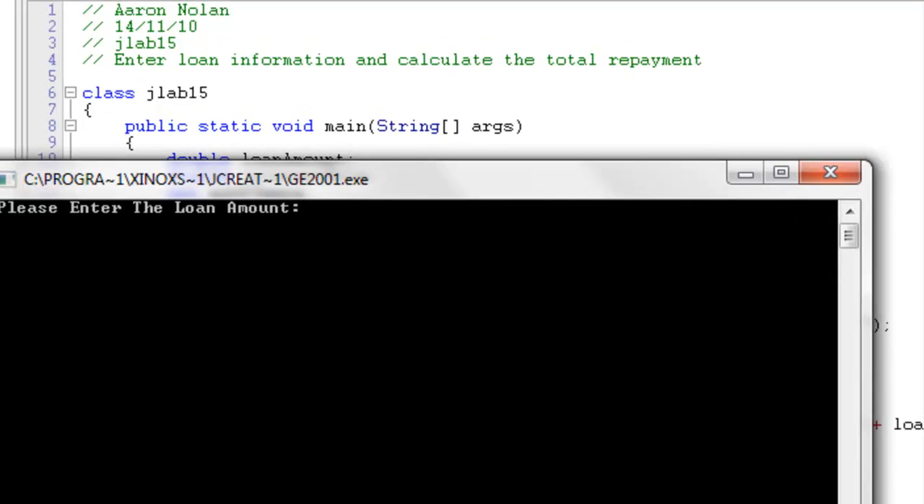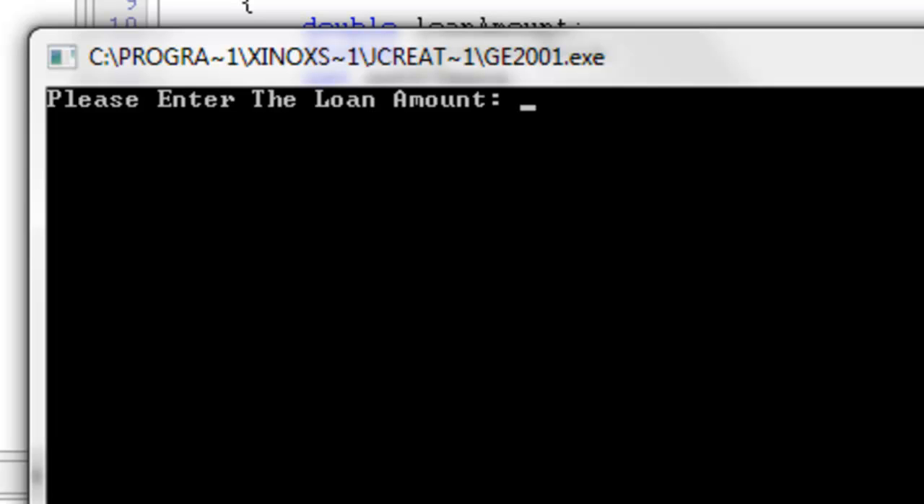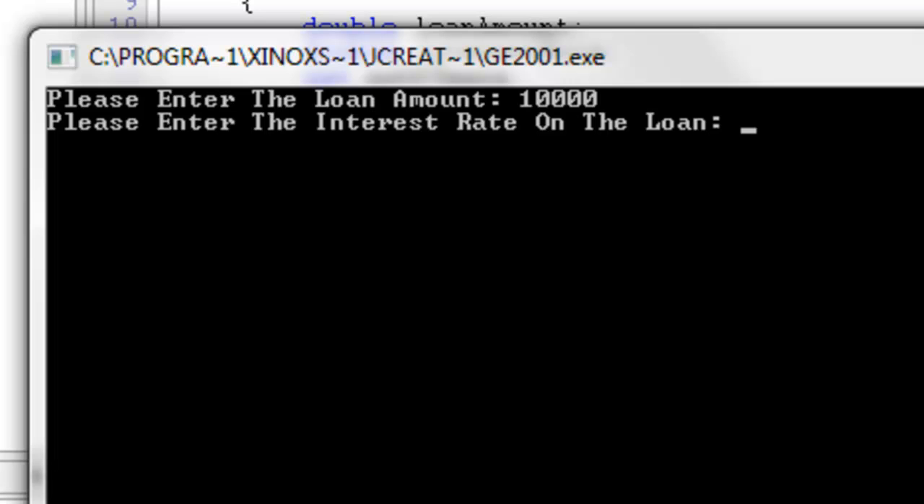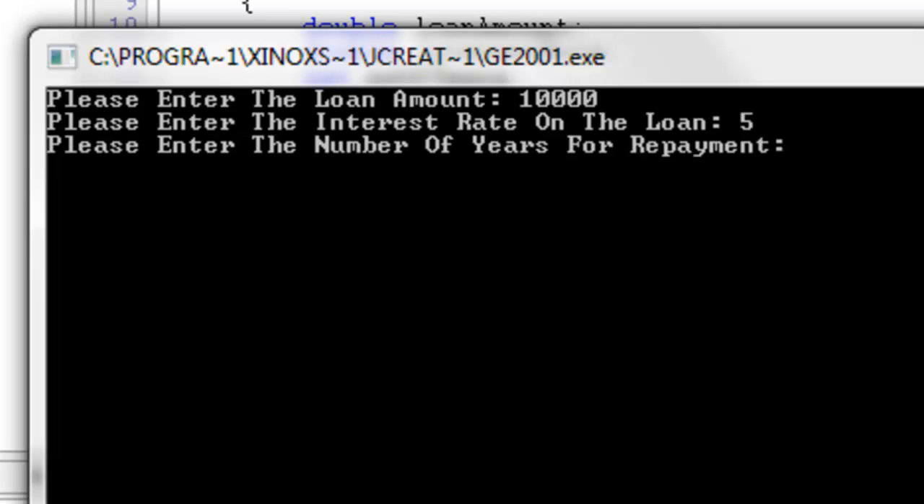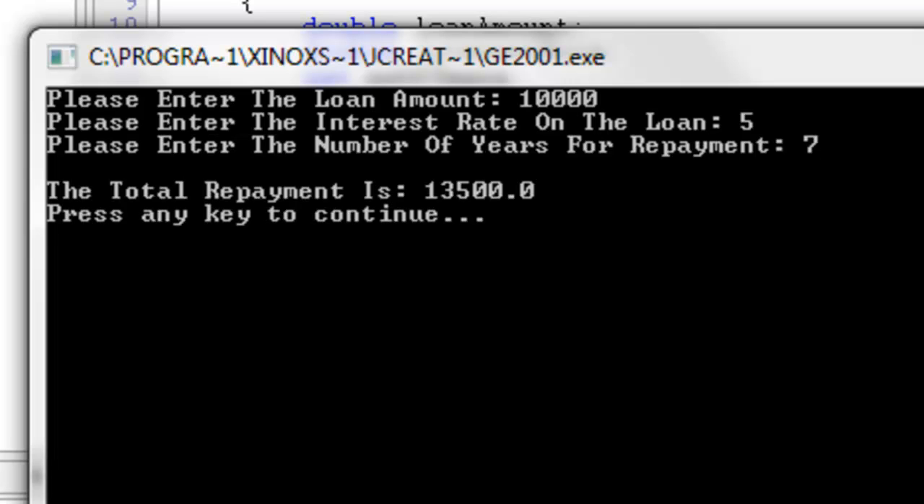Process completed, grand. Now please enter the loan amount, let's say 10,000. Enter the interest, let's say 5%, and it was 7 years. So the total repayment is now 13,500. So it was an increase of 3,500. Okay, so that's the whole program working right there.